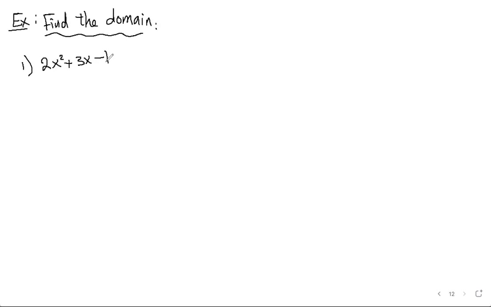Example. Find the domain. Number 1, 2x squared plus 3x minus 1. Number 2, x over x squared minus 5x plus 6.